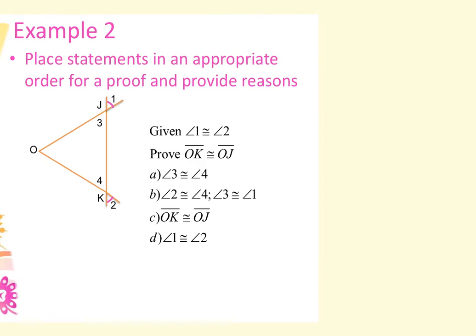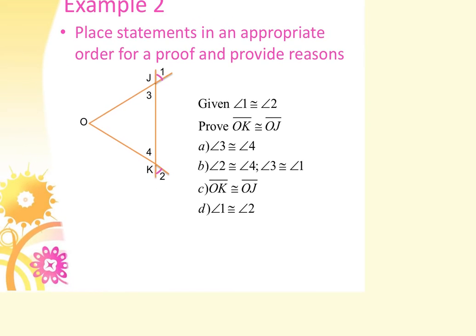We're going to start with which one is my given? So angle 1 is congruent to angle 2. Good, which is D, right? So D goes first. D: angle 1 is congruent to angle 2, and my reason is given.